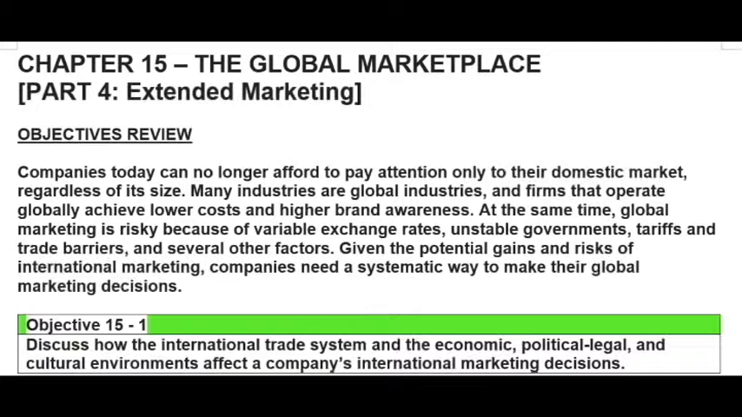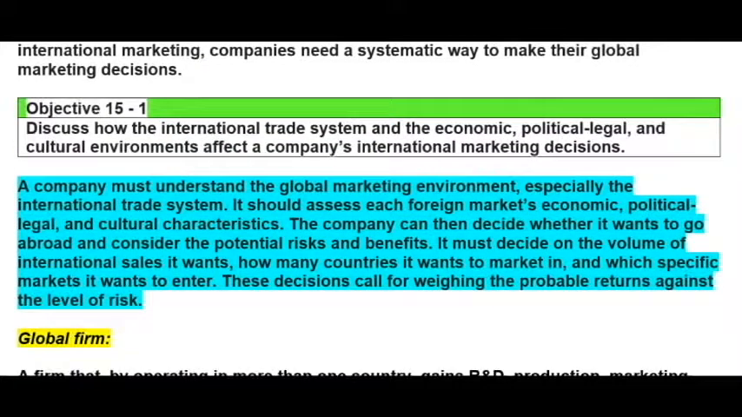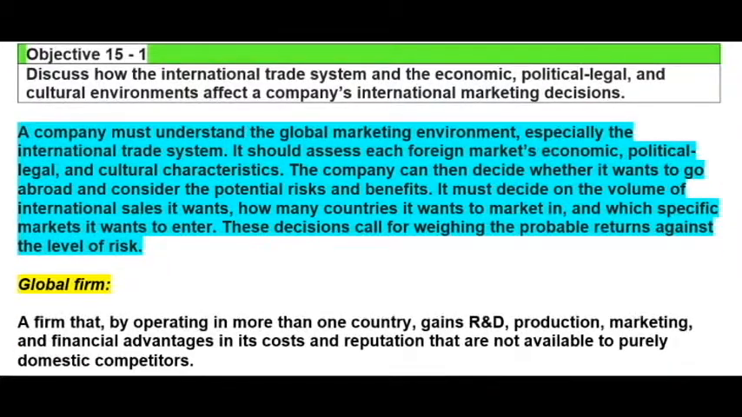Many industries are global industries, and firms that operate globally achieve lower costs and higher brand awareness. At the same time, global marketing is risky because of variable exchange rates, unstable governments, tariffs and trade barriers, and several other factors. Given the potential gains and risks of international marketing, companies need a systematic way to make their global marketing decisions.